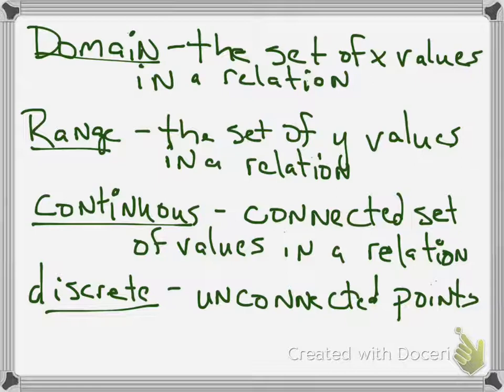We're going to talk about continuous mainly here today, but I am going to mention discrete right now in the notes. Continuous is a connected set of values in a relation, so that means usually our connected graphs. Discrete, we'll come back to it later, but it's basically an unconnected set of points, like when you see a bunch of points plotted all over the place, like a scatter plot. That is usually more discrete information. We'll talk more about that later, but we're going to mainly focus on continuous today. Okay, so moving on.